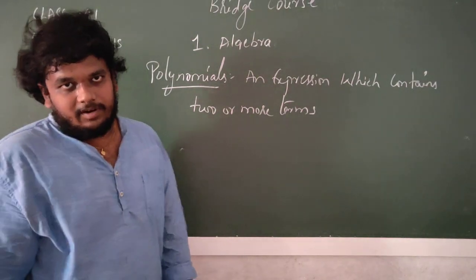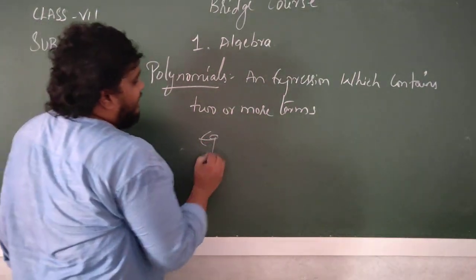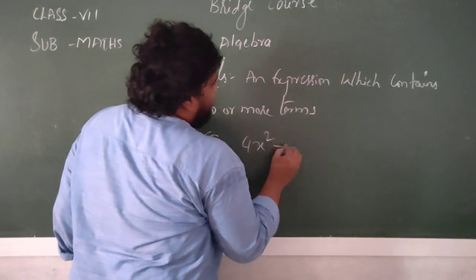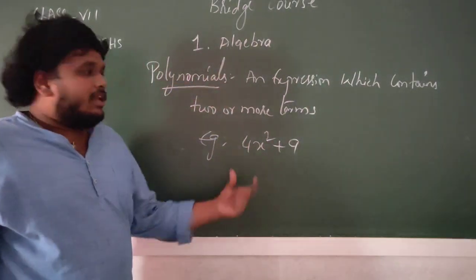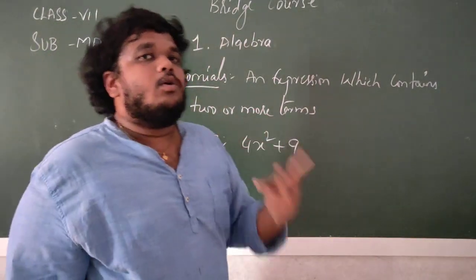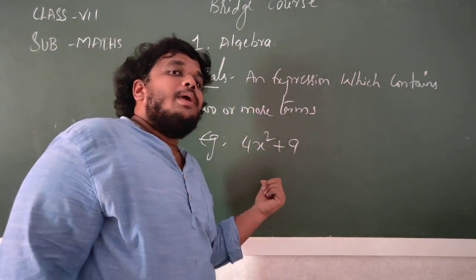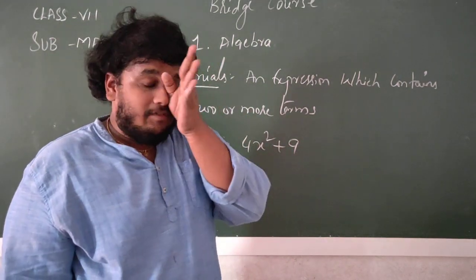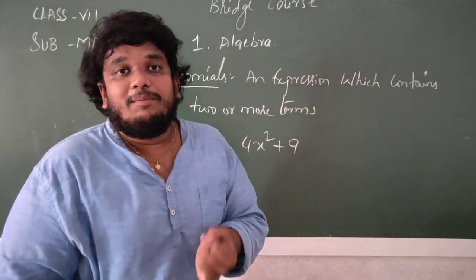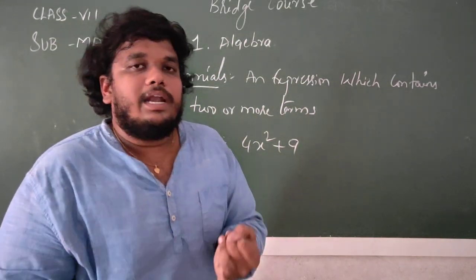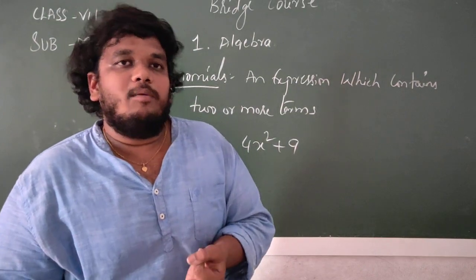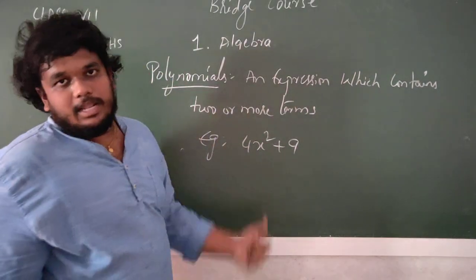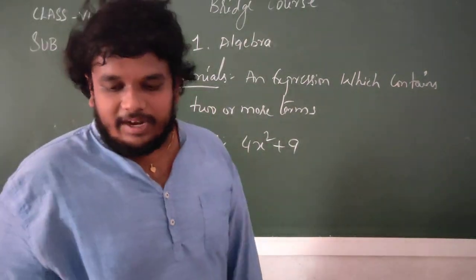Is it clear for everyone? For an example, I can write 4x square plus 9. How many terms are there here? Two terms, so it is a binomial, and it can also be called a polynomial. Keep in your mind that except for monomials, all the binomials, trinomials, and quadrinomials can be polynomials. Is it clear for everyone?